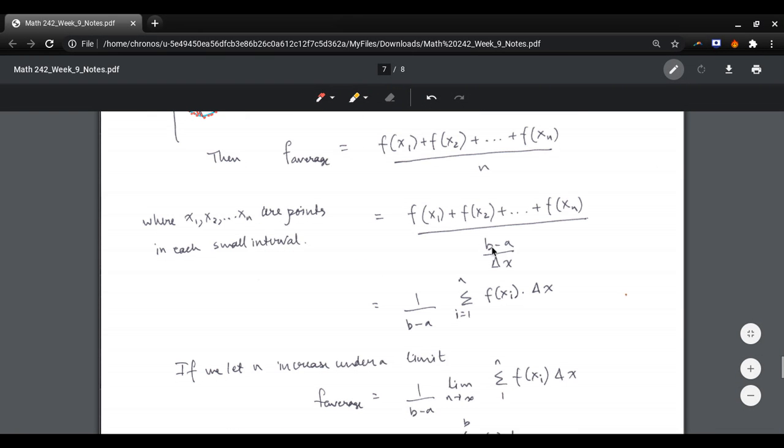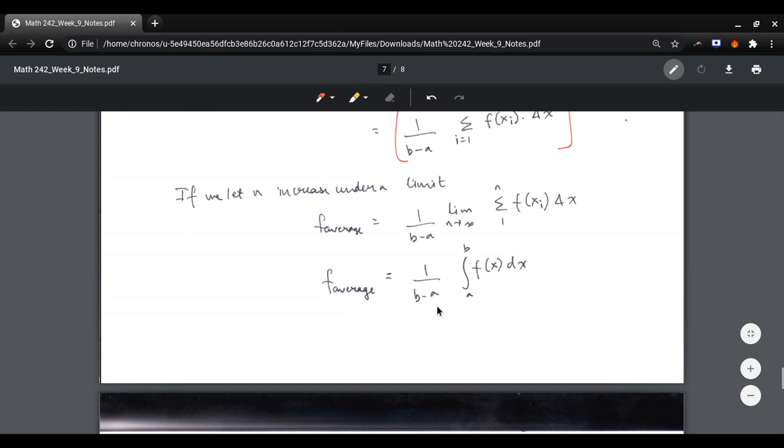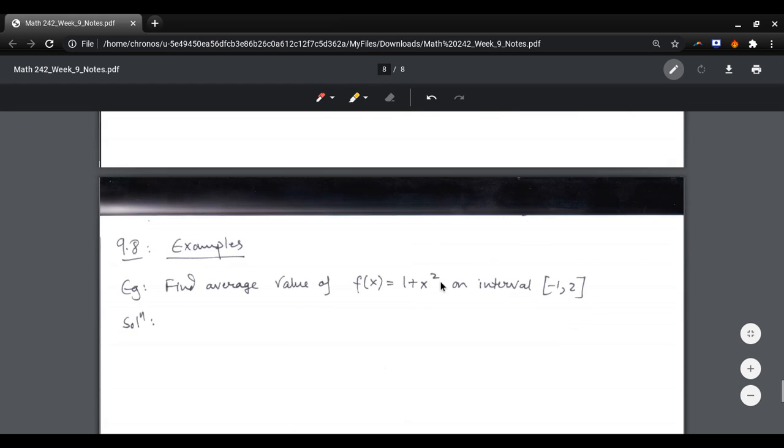But what is n? n is (b minus a) over delta x, which when you substitute, you end up with this equation, and under the limit, that becomes the integral divided by (b minus a). And that's called the average value.